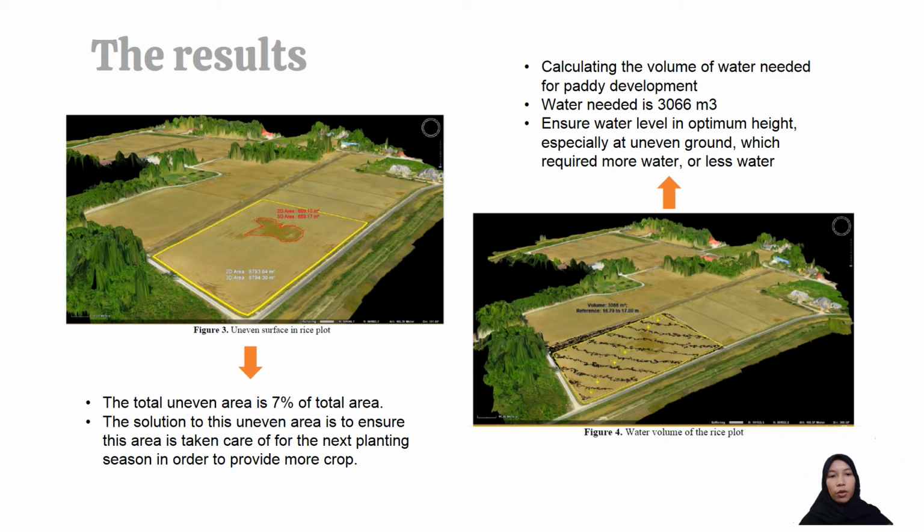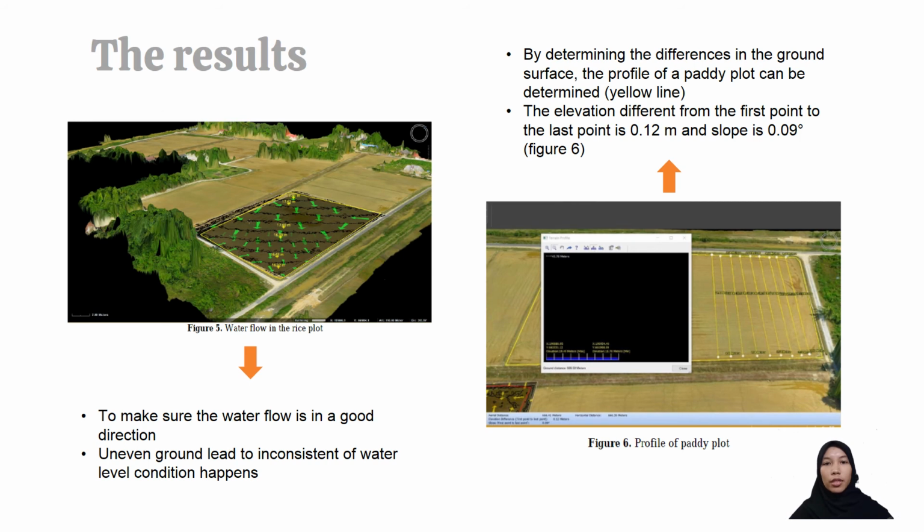Figure 4 shows the water volume in the rice plot, and calculating the volume of water is needed for paddy development. This is to ensure the water level is at optimum height, especially on uneven ground, which may require more or less water. In this study, the uneven area needs water of around 3066 cubic meters.